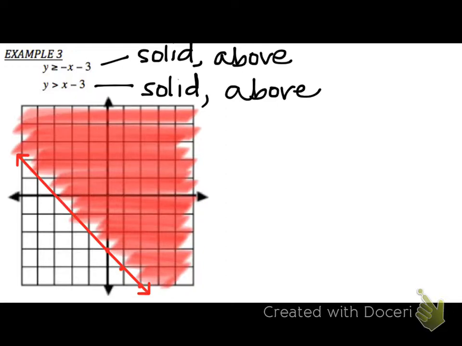Oh my goodness, I wrote solid for the other one. That one is not even solid. This inequality is totally dotted. Alright, so let's go ahead and work on this inequality. It also has a y-intercept of -3, but this one has a slope of +1.